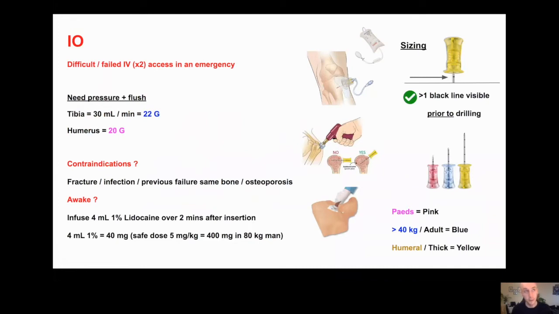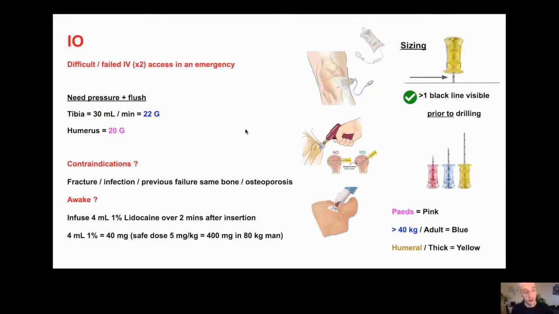It's said that the painful thing is not so much putting the IO in, it's the volume expansion within the bone canal, the medulla. I can't remember the exact name. That's the painful bit. So they say to put 4 mils of 1% lidocaine down it. Now, some of you will be recalling in horror, you can't put lidocaine into the systemic circulation. Well, that's just not true, because we do it loads in anesthetics, actually.